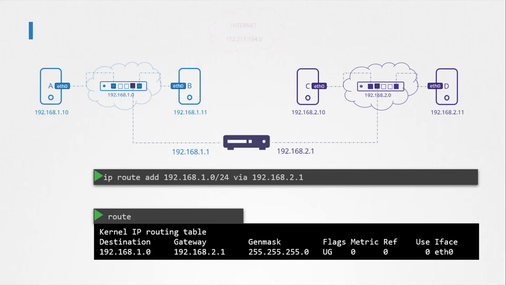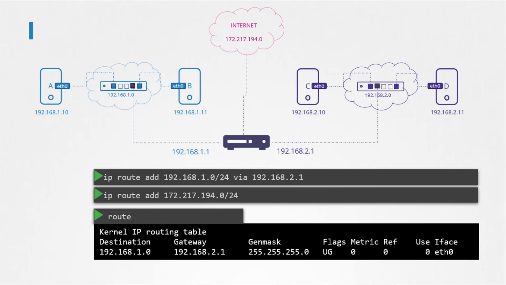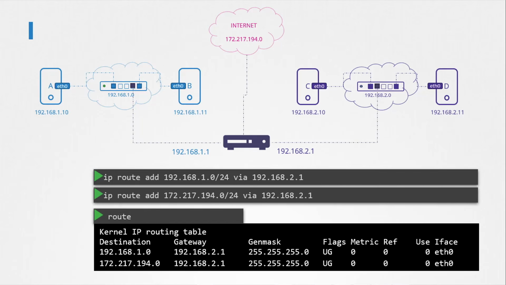Now suppose these systems need access to the internet. Say they need access to Google at the 172.217.194.0 network on the internet. So you connect the router to the internet and then add a new route in your routing table to route all traffic to the network 172.217.194 through your router. There are so many different sites on different networks on the internet.